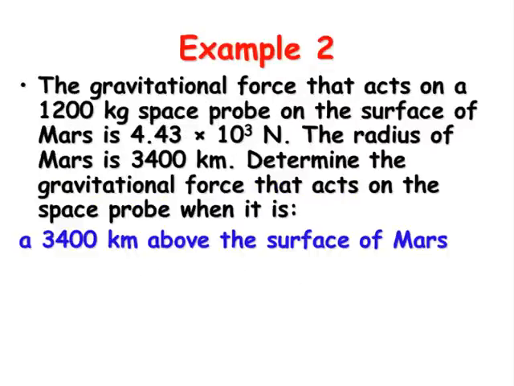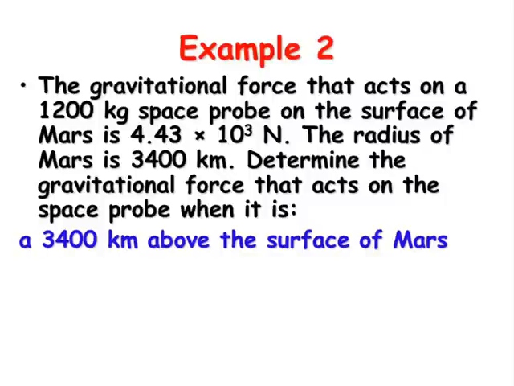So looking at our second example, we've got a gravitational force acting on a 1200 kilogram space probe. It's 4.43 times 10 to the 3 newtons. The radius of Mars is 3,400 kilometers. Determine the gravitational force that acts on the space probe when it is twice the radius above the surface.